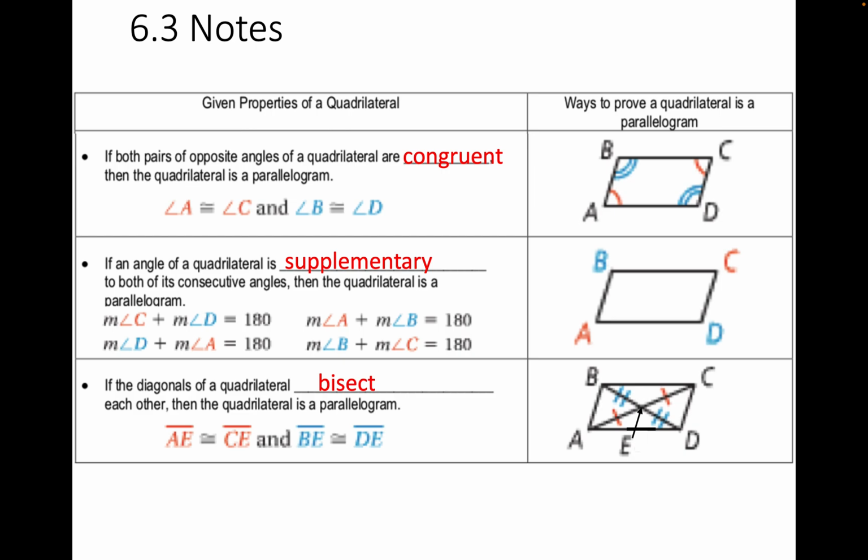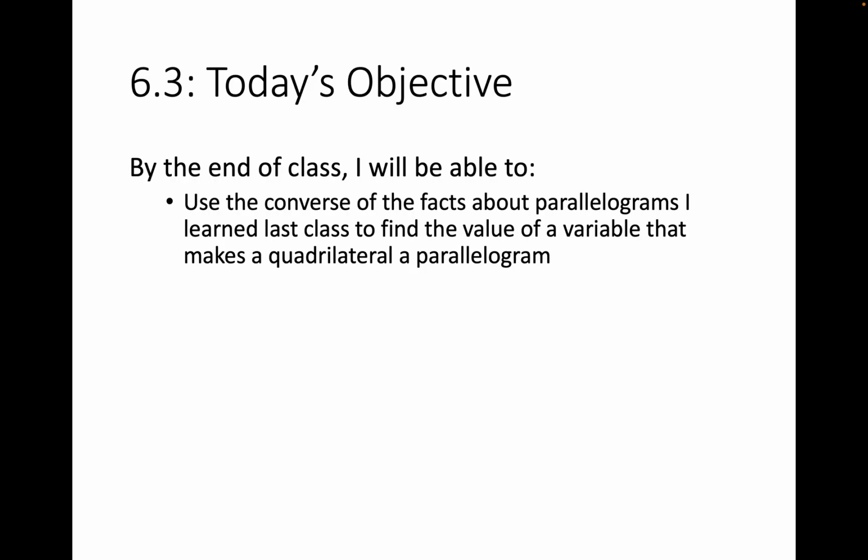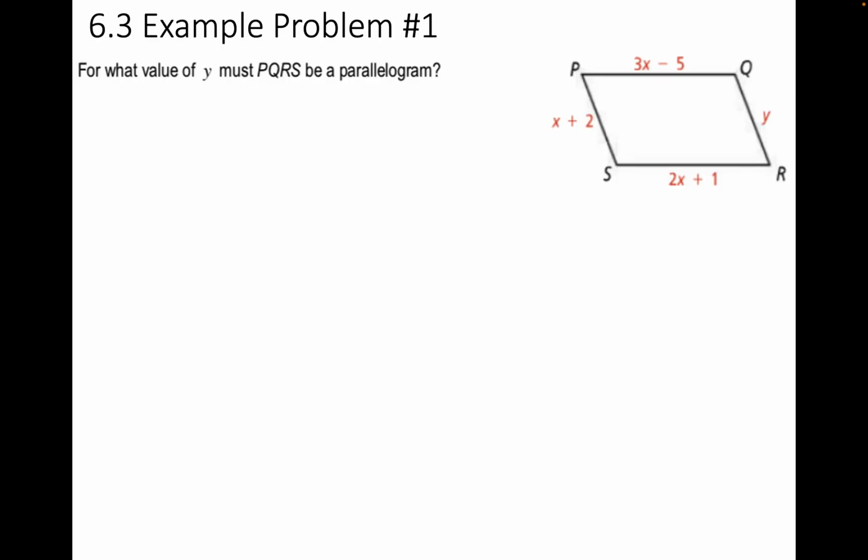So pause this, get this down in your notes, and when you do, move on to the next slide and do the next problem. All right, so today's objective was to use the converse of the 6 facts we just learned to be able to find the variable that makes a quadrilateral a parallelogram. So pause here and try problem number 1, and then come back and watch to see how to do it.